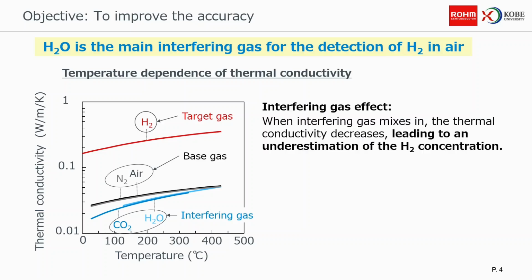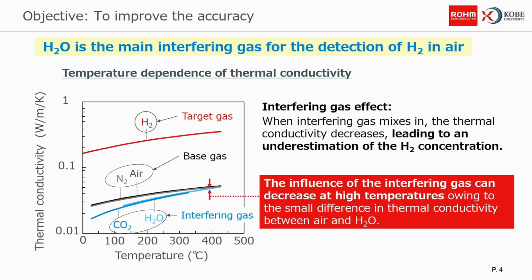Interference gas effect is as follows. When interference gas mixes in, the thermal conductivity decreases, leading to an underestimation of the hydrogen concentration. The influence of the interference gas can decrease at high temperatures, owing to the small difference in the thermal conductivity between air and H2O. So if we can prepare a high temperature micro-hot plate, we'll be able to achieve the high accuracy thermal conductivity hydrogen sensor.